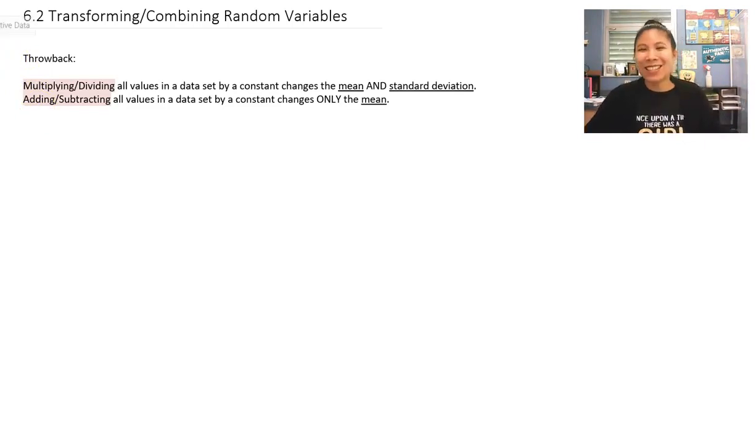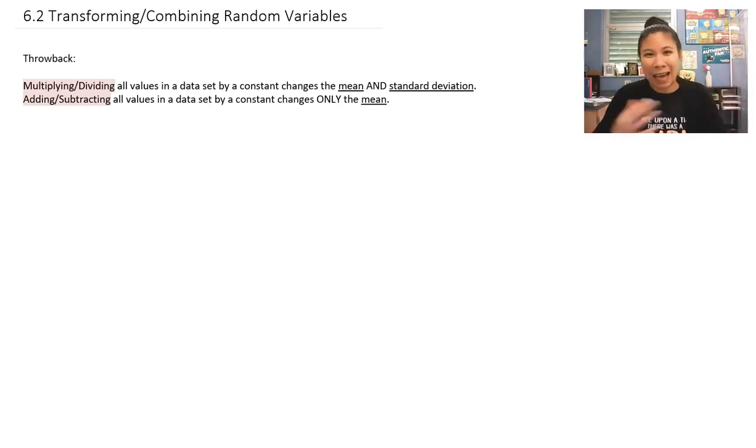Oh my goodness. So, speaking of chapter 2, we're going to do a little bit of a throwback today. In order to talk about our random variables, we want to be able to do more to them. So my throwback is about when we were just looking at full sets of data. This was actually in chapter 1, but whatever. Okay, full sets of data.